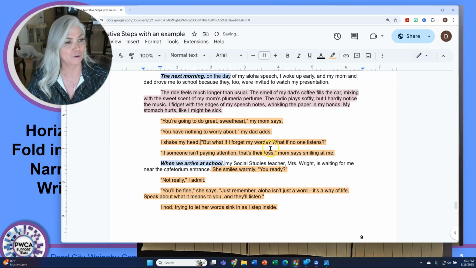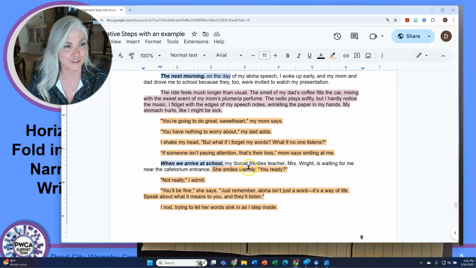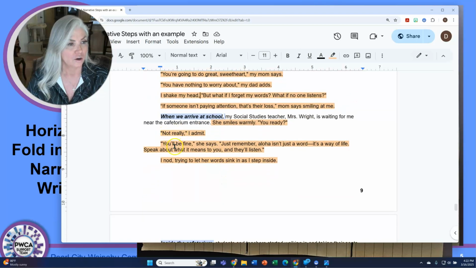"But what if I forget my words?" What if now, see, I needed to put a comma because the tagline was in the front there. And inside the quotes, we always start with a capital letter, unless it is a continuation after a tagline. All right, line changes, line changes.